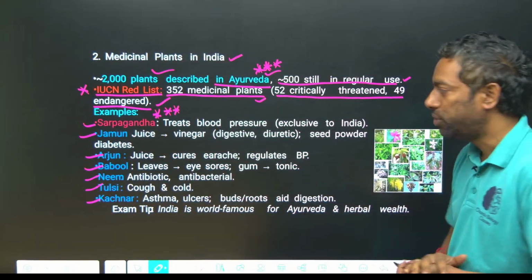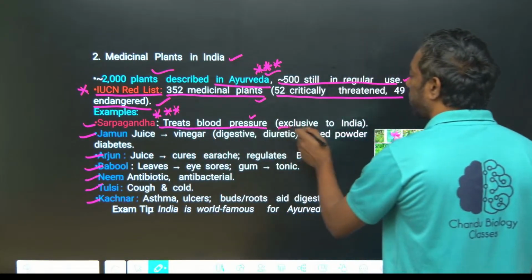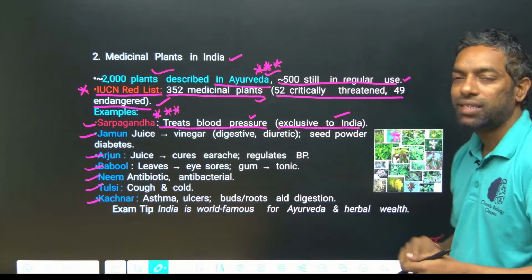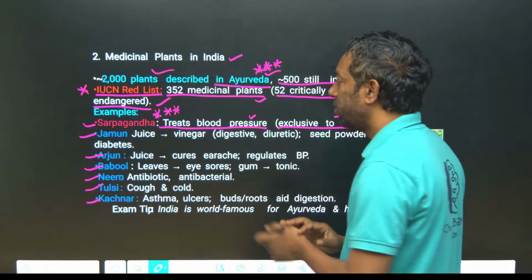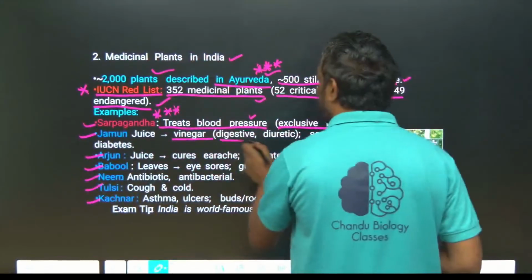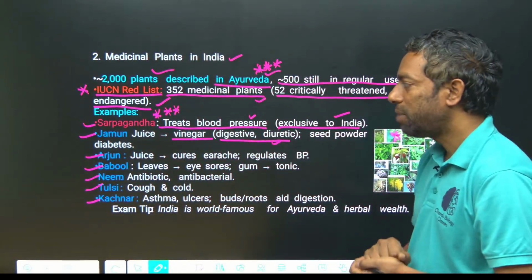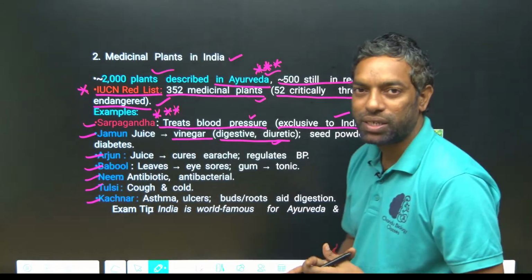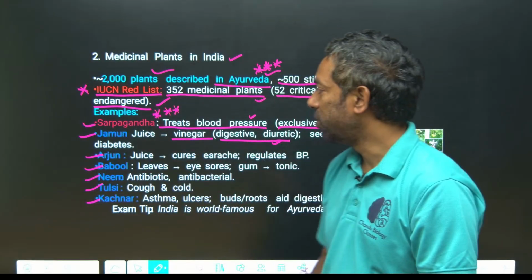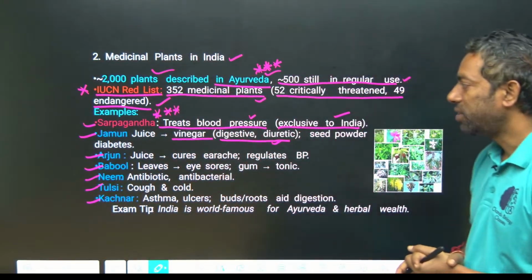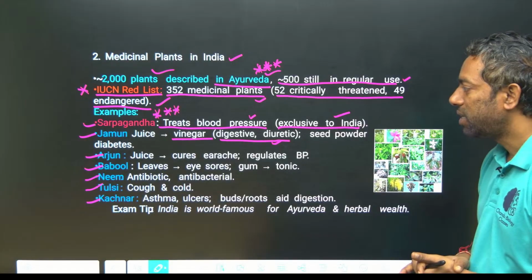Sarpagandha, how is it used? It treats blood pressure, and is exclusive to India. Sarpagandha is mainly used for blood pressure. Jamun juice is a vinegar for digestion and a diuretic, and its seed is used for diabetes. They can ask you which medicinal plant is used for diabetes: that is jamun. Arjun is for jaundice and regulates blood pressure.